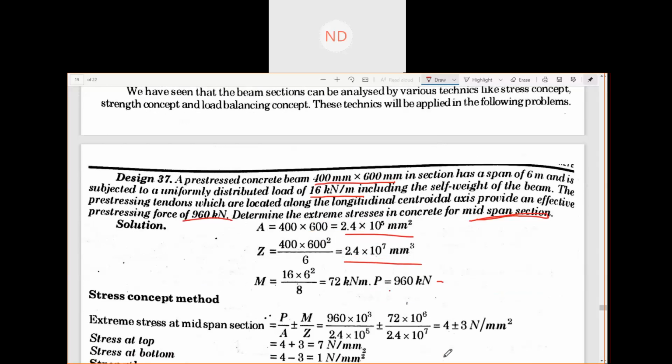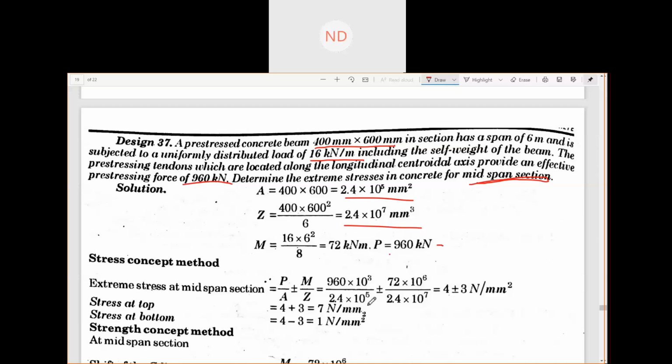Now, when we try to solve this by our stress concept method, what was our stress concept method? Here there is no eccentricity because it is said in the question that the tendon is located along the longitudinal centroidal axis. That means the tendon is at the center, coinciding with the CG of the beam. So we have no eccentricity. For the stress concept method I'm talking about, there is no eccentricity.